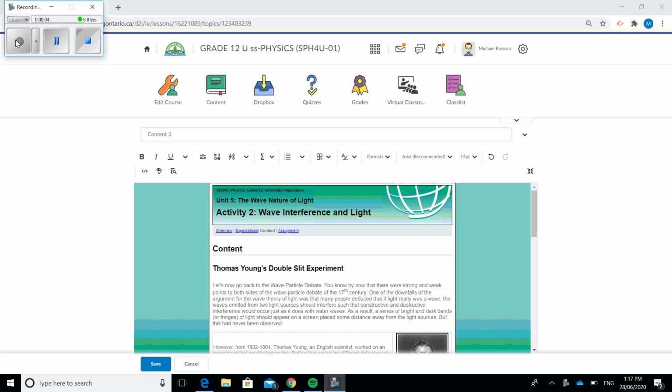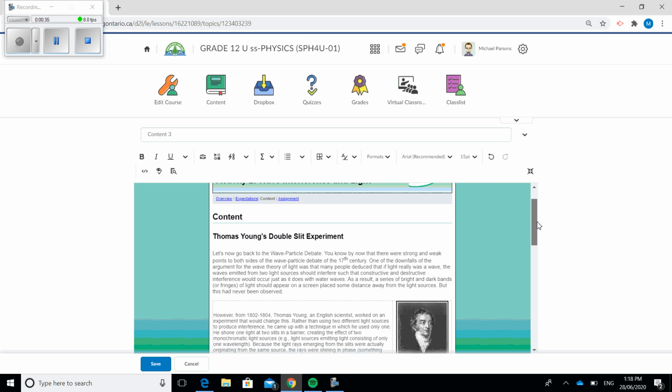Okay, what we are doing right now is Unit 5, Activity 2. This is Content 3. And basically, all we're doing here is what we've already done. We're looking at the original person who noted that diffraction could be used to find the wavelength of light. It's one wave of light going through two diffraction slits. And by looking at the constructive or destructive interference, we can measure what the wavelength of light is.